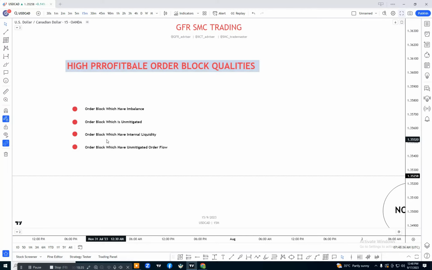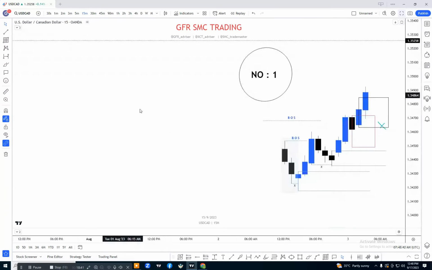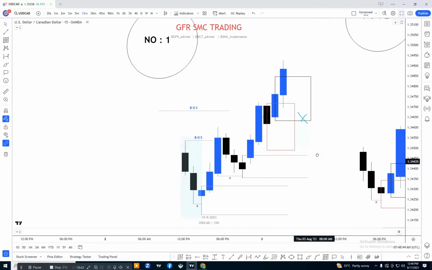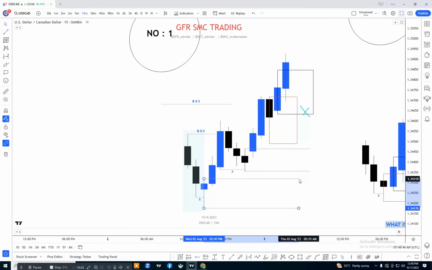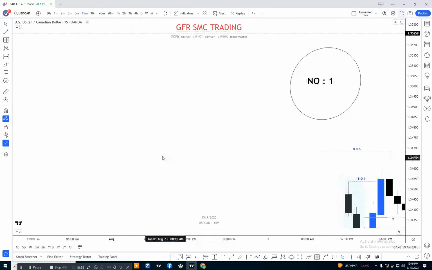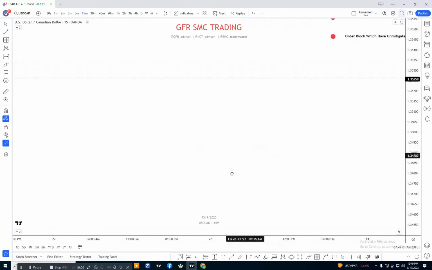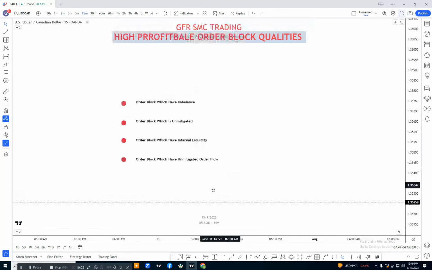The first one is an order block which has imbalance. As I have already told, for considering or marking an order block, we need to have the imbalance. How will imbalance be marked? Simply, we will pick the high from the first candle and the low from the third candle, so our imbalance will be there. If an order block has a proper imbalance, then that order block will be profitable for us.